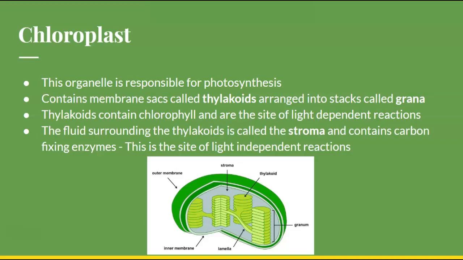So we'll get into light-dependent and light-independent reactions in a moment, but that's really important to know the location of this. And then the fluid surrounding all of this is called stroma. So in this picture, it's this blue stuff. That's called stroma, and it contains carbon-fixing enzymes. That's where light-independent reactions happen. Okay, so dependent reactions happen within the thylakoids, and the independent reactions happen in the surrounding space.